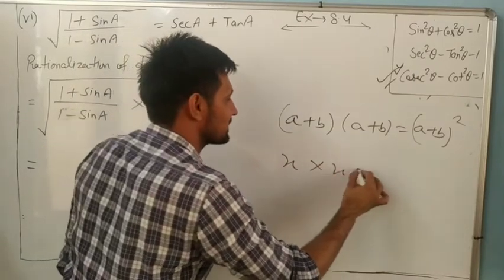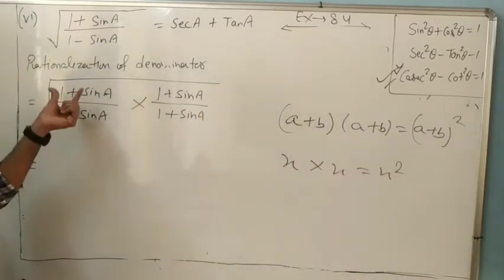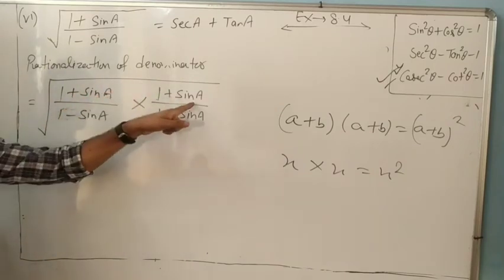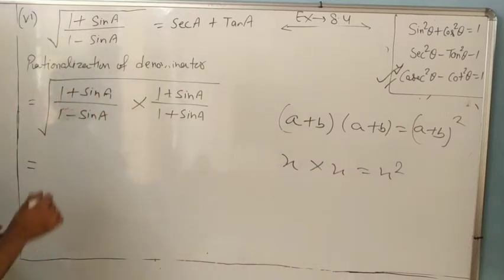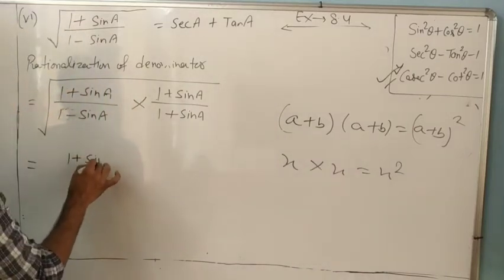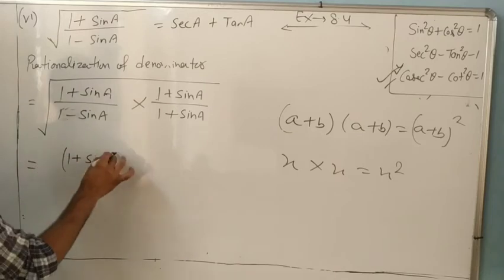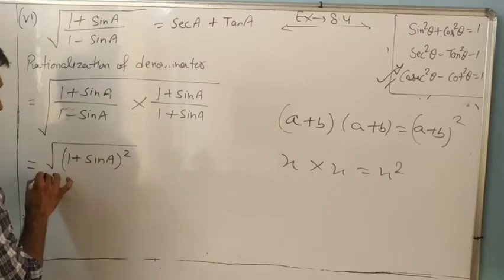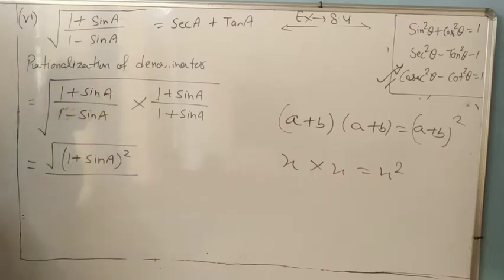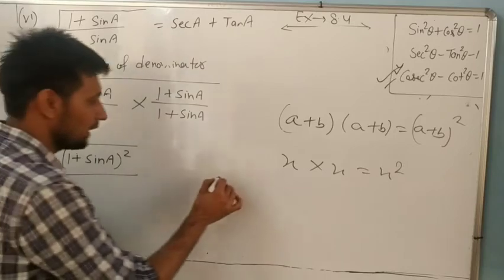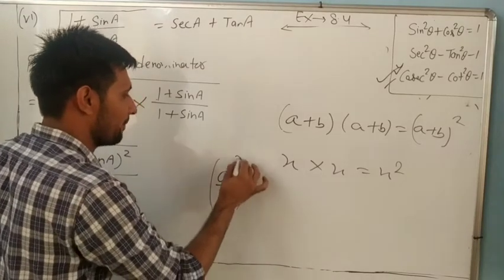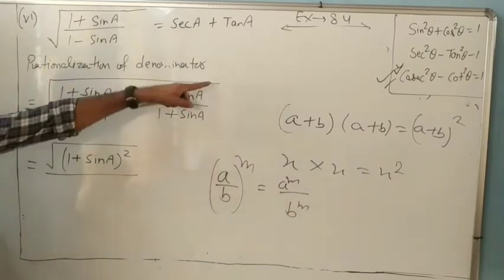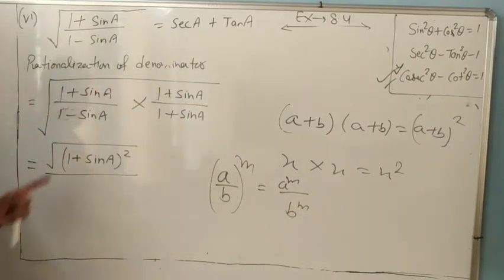x into x, x square, same as it is. 1 plus sin a, 1 plus sin a, both are same or not? So a plus b into a plus b gives 1 plus sin a whole square, and it is under the root, numerator and denominator. You can write separately also. Why not? a upon b to the power m whole power is a to the power m upon b to the power m. Here the power is 1 upon 2, so same as it is.